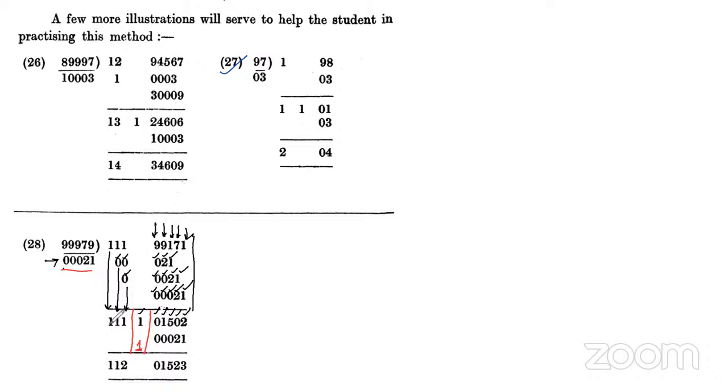So 1 into 0 is 0, 1 into 0 is 0, 1 into 0 is 0, 1 into 2 is 2, 1 into 1 is 1. So after adding all these things, this will be our remainder part, and this extra new quotient is added to the previous quotient, so that will be 1 to our new quotient. Okay, is it clear? I hope you understand very clearly.